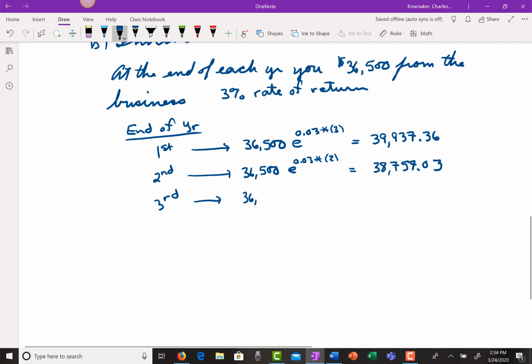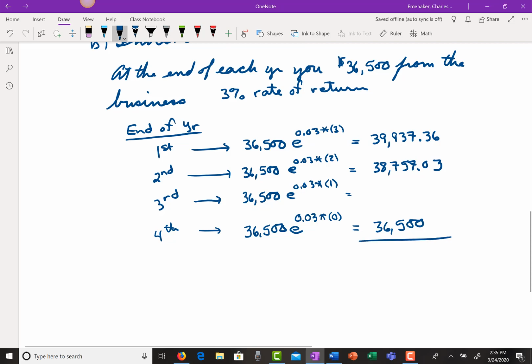The third year, you get the idea. You have the e to the 0.03 times, in this case, 1, and that's going to give you some amount. And then the fourth year, remember you're receiving this money at the end of each year, and it's at the end of the fourth year that you're going to go back and say, hey, I need my money. So at the end of this fourth year, you're going to walk into the bank, you're going to have the $36,500 in your hand, but you're not going to invest it at all. So it's just going to be the $36,500.